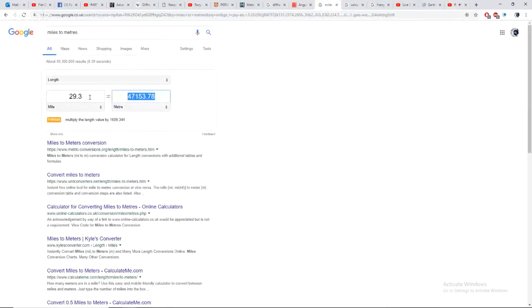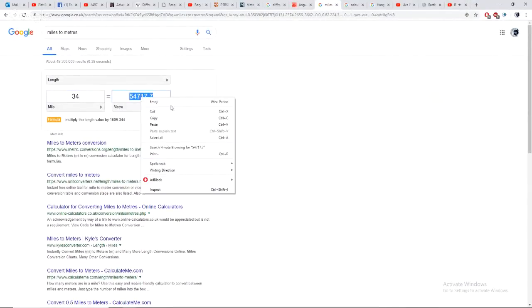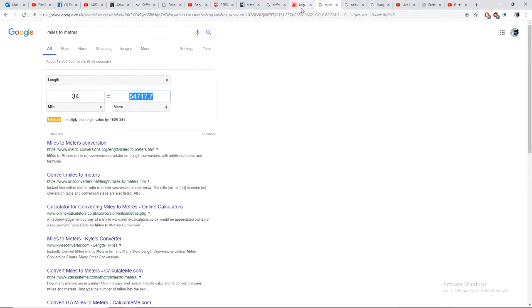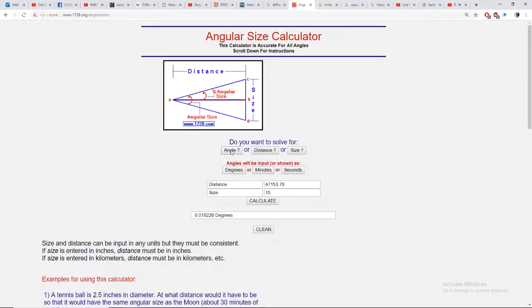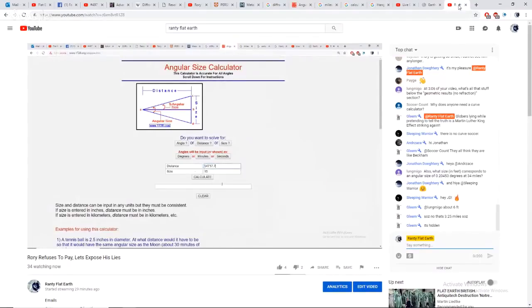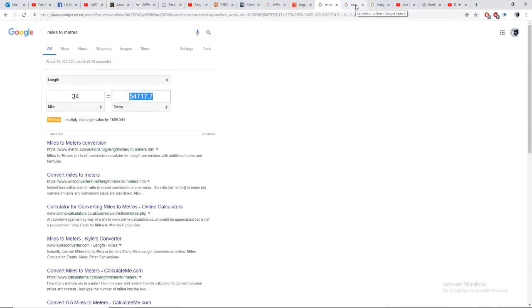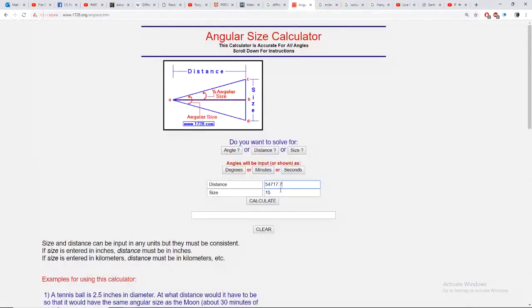So put 34 miles in. There we go. So that's the meters. So if we copy that, and we go to the angular size calculator, and then we look for angle, we change the distance to that. And obviously we're doing this in meters. Did he say he wanted it in meters or feet? In feet, right, okay, typical. Well, let's work it out first in meters.